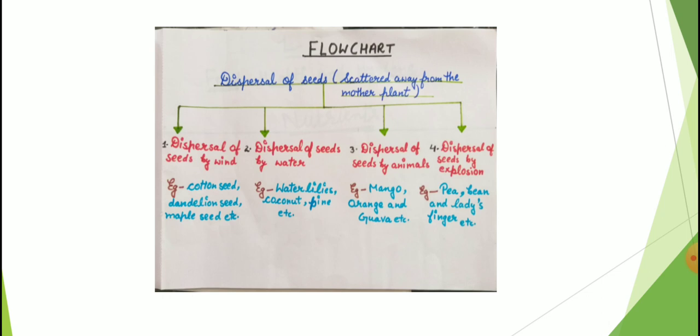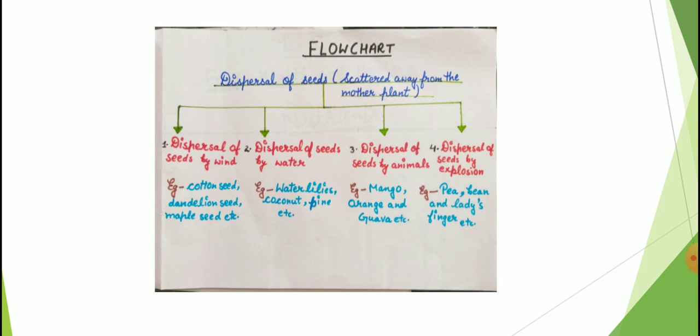It means when seeds are dispersed from their mother plant, scattered, spread out, this process is called seed dispersal. And these seeds are dispersed by some helpers. Helpers means agents like wind, water, animals, birds and explosion of fruits. So, these are the agents of dispersal of seeds.